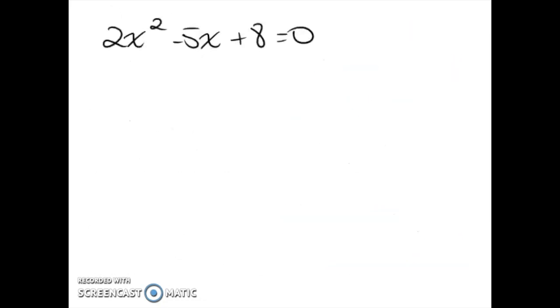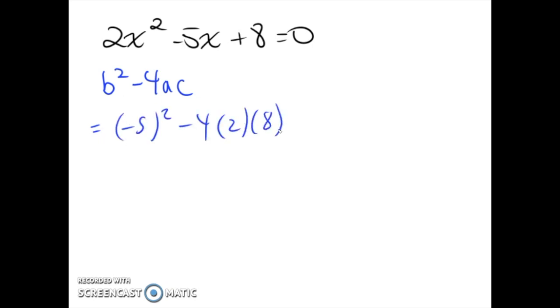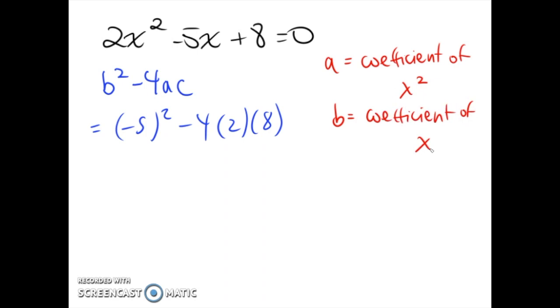Here we have an example of 2x squared minus 5x plus 8. The first thing you would do is write the formula for the discriminant, b squared minus 4ac, and then all you have to do is plug in the corresponding values of a, b, and c from the equation. And if you don't know already, a, b, and c are coefficients. So a is the coefficient of x squared, b is the coefficient of x, and c is the last one, basically.